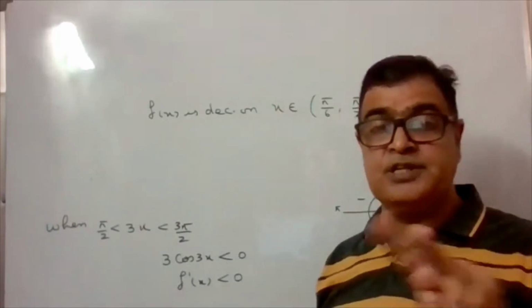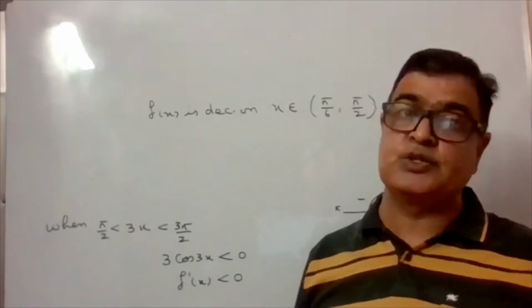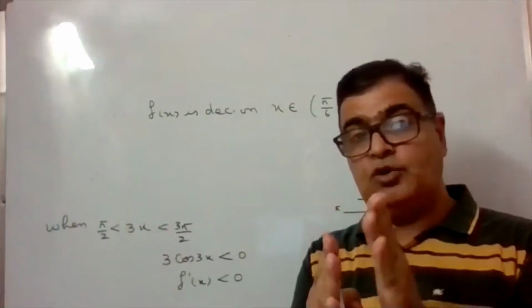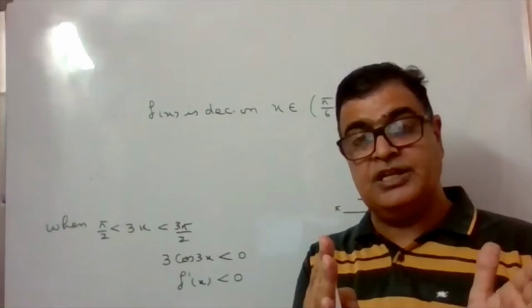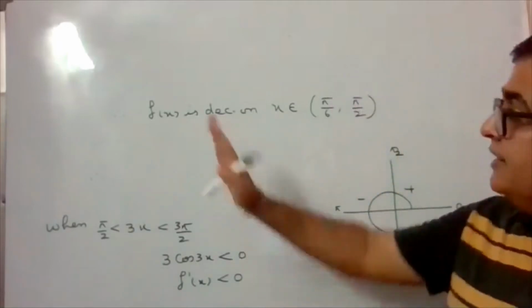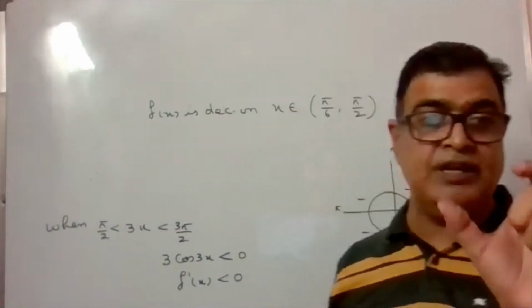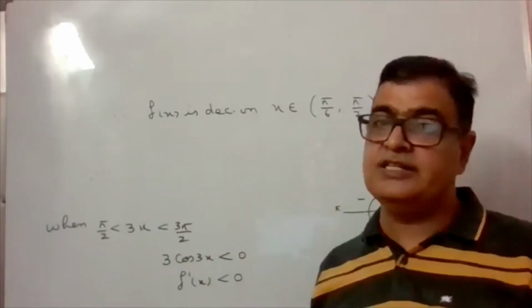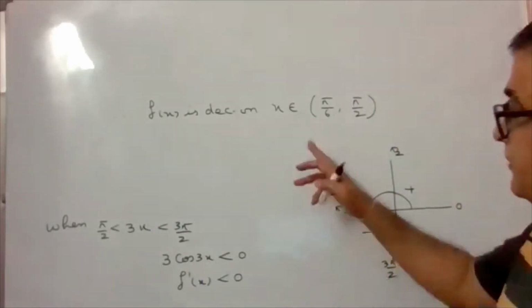So you have two parts: 0 to pi by 6 and pi by 6 to pi by 2. That was the total interval 0 to pi by 2. Out of that, 0 to pi by 6 it was increasing, then pi by 6 to pi by 2 it is decreasing. So that way we have split the interval 0 to pi by 2 into increasing and decreasing parts. This is the first question.